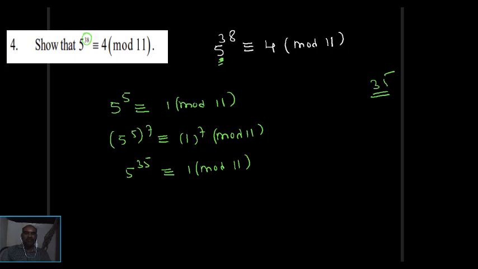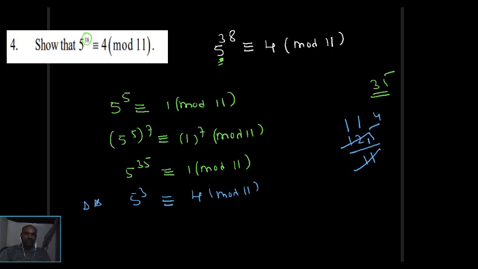Again, I want 5 cube. Separately, I will find 5 cube. 5 cube congruent to 5 cube means 125. Divided by 11: 11 ones are 11, 1 remainder, 11 tens are 110, 4 remainder. What I can say: 4 modulo 11. I hope this step is understood now.